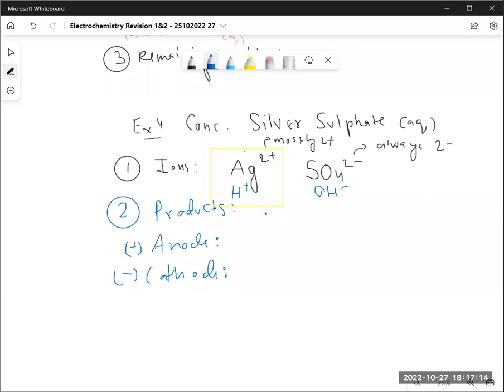What will go to the cathode? These guys, the positive ones, because the cathode is negative. These guys go to the cathode. And my job is to see which of these will go to the cathode. Now, what was the rule?